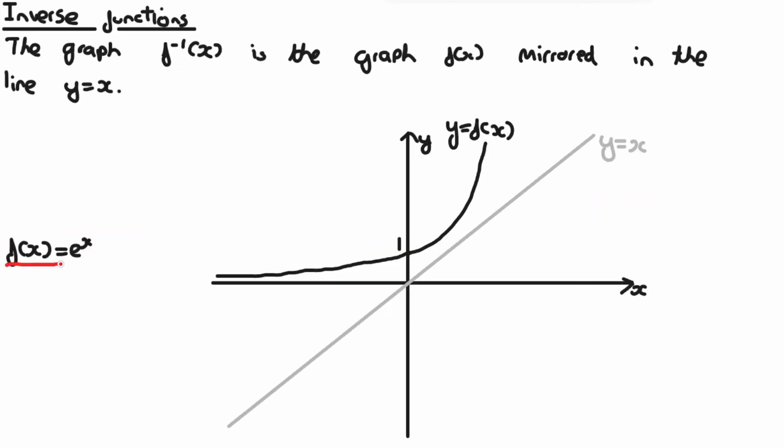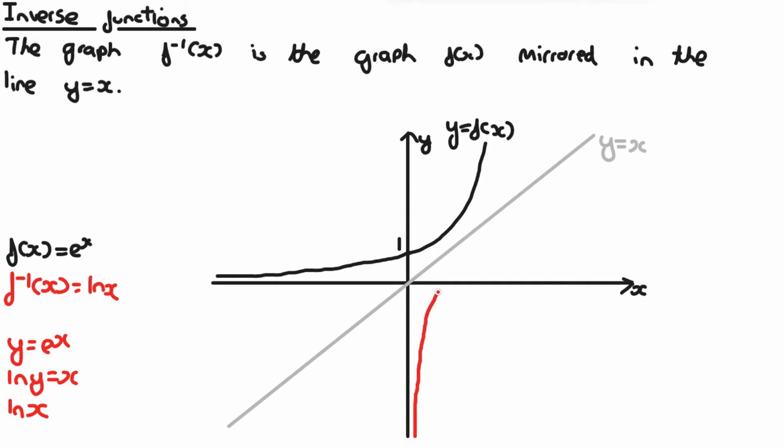Let's say that f(x) is equal to e to the power of x. Its inverse will therefore be the natural log of x. You can see this very easily if you say that y is equal to e to the power of x, so therefore the natural log of y will be equal to x, so therefore the inverse is the natural log of x, like this. And if we wanted to sketch this, it would be this graph reflected in the line y is equal to x. This starts down here, so therefore the inverse will start down here as it's reflected in the line, and it will look something like this, where it comes up like this here.